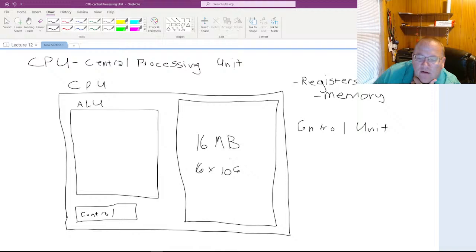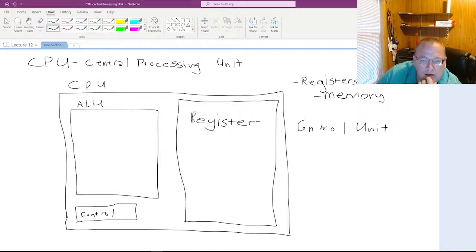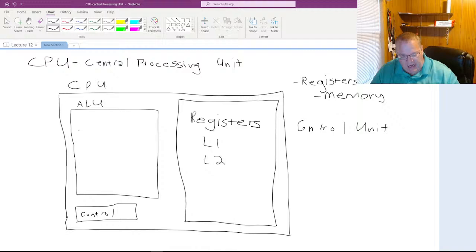Okay. So this is actually incorrect. This is not a good diagram. I just realized this. Let me make this a little bit bigger. But yeah, this is our register. So this would be L1 and L2. And this is the ALU. The ALU is actually the logic gates that we're going to send our wiring or our commands through. And this would be considered one CPU.